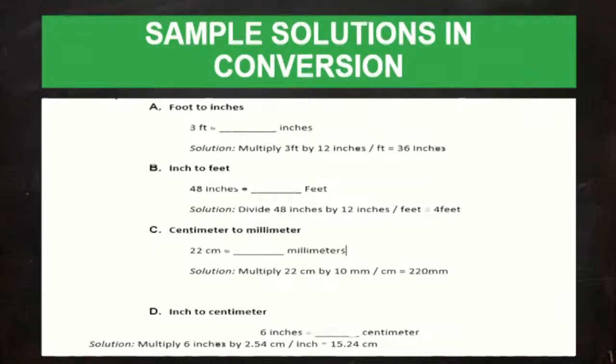B. Inch to feet. 48 inches is equivalent to how many feet? Solution. Divide 48 inches by 12 inches. The answer is 48 inches is equivalent to 4 feet. C. Centimeter to millimeters. 22 centimeters is equivalent to how many millimeters? Solution. Multiply 22 centimeters by 10 millimeters. The answer is 22 centimeters is equivalent to 220 millimeters.